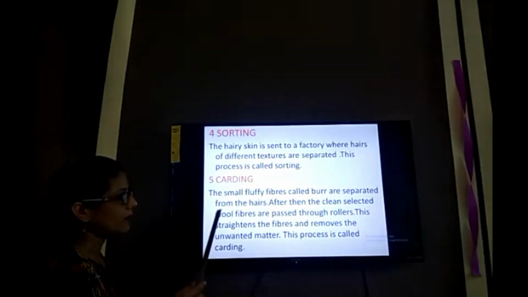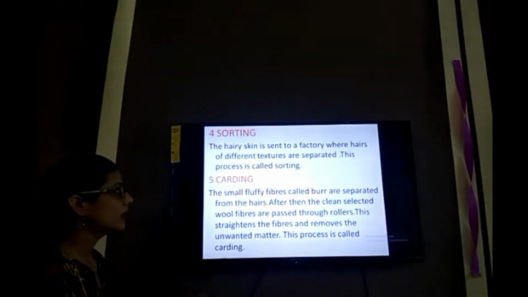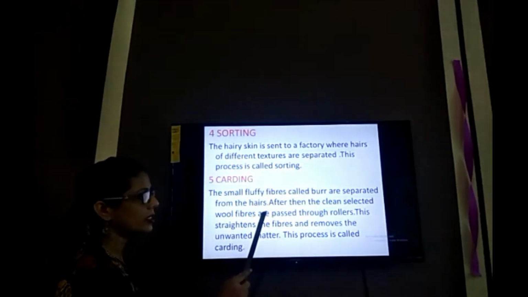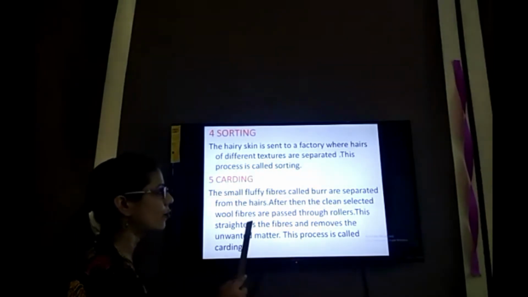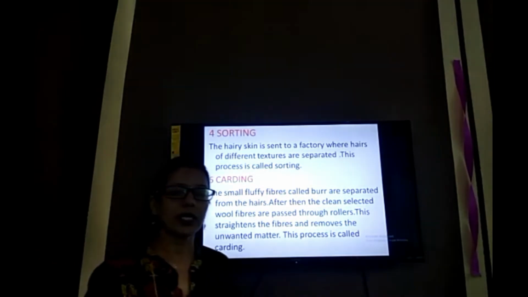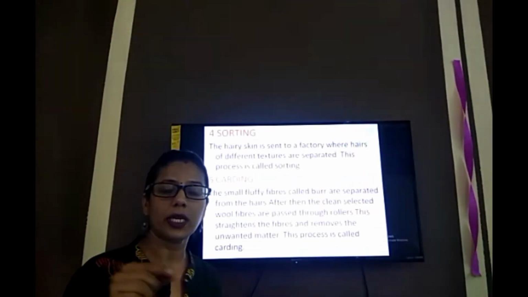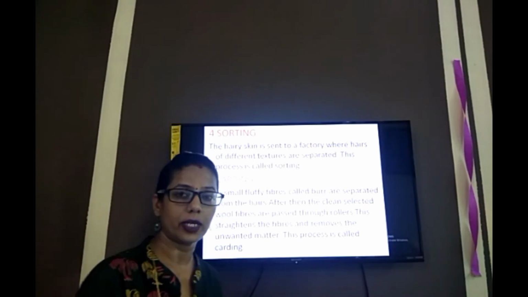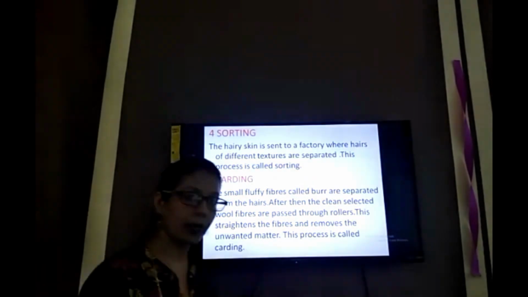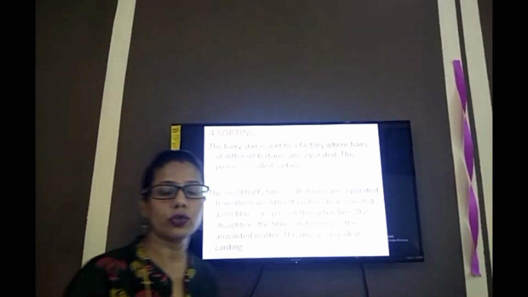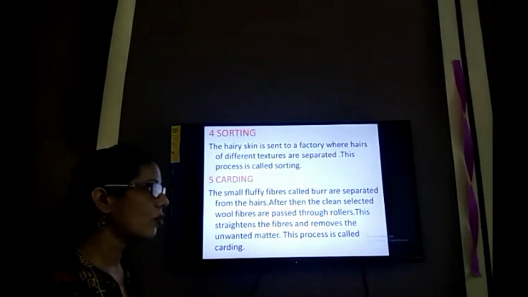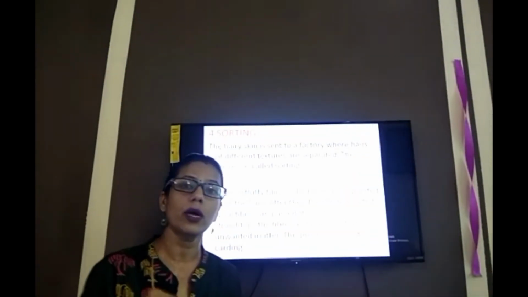Now the next step in this process is carding. The small fluffy fibers called wool are separated from the hairs. Then the clean selected wool fibers are passed through rollers. In this step, sometimes we can see very small fluffy fibers developing on woolen shawls and sweaters. These small fluffy fibers have to be separated, because with them the woolen shawl and sweater do not look good.